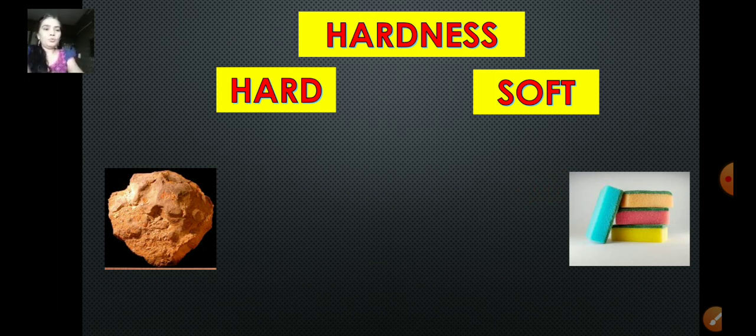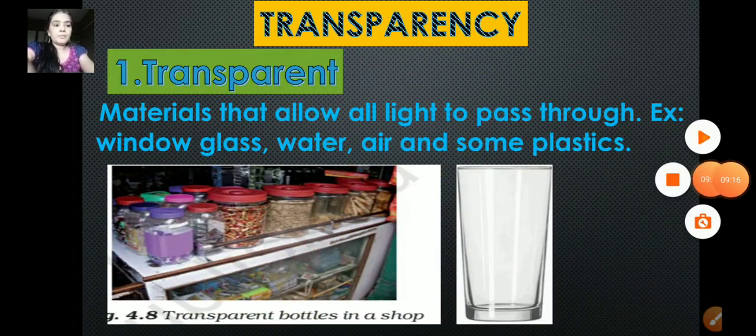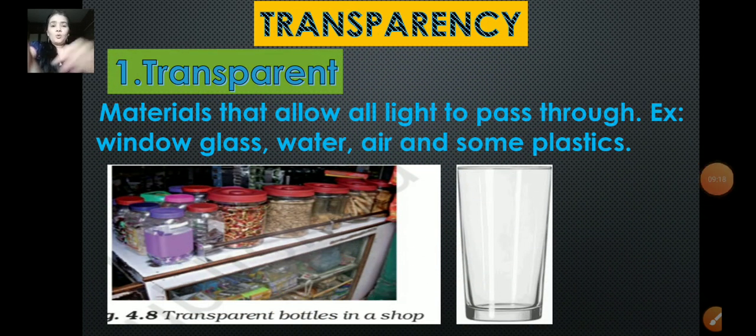Now let's move into transparency. So what is transparency? Transparency means if you take anything and place it in front of your face, you can see the things which are opposite very clearly. That is called transparency. For example, glass.